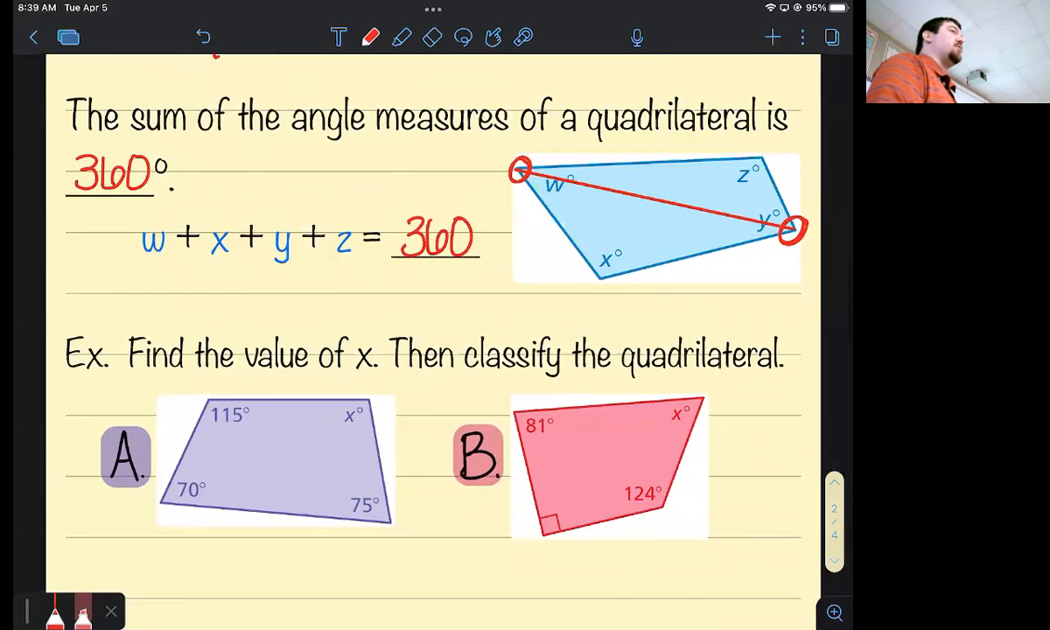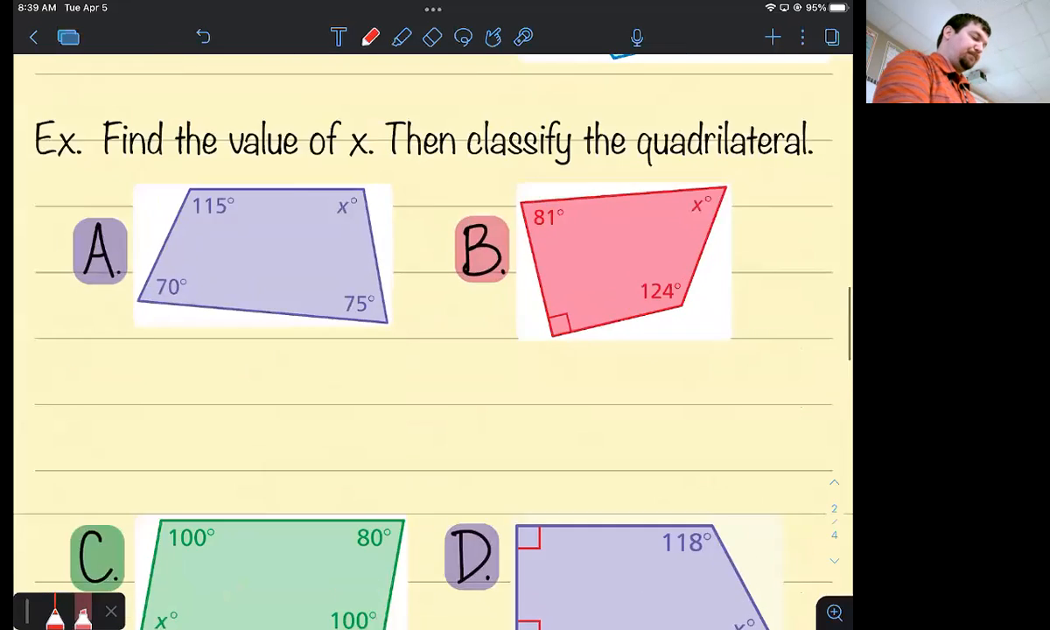Here's another way you can remember it has 360 degrees. What's the number 1 quadrilateral you think of when I say that word? Probably a square, right? A square has 4 right angles. What's a right angle measure? 90 times 4 is 360. So you could figure it out mathematically. If you forget the 360, you can just do 4 times 90 because 4 right angles in a square. All of them have 360.